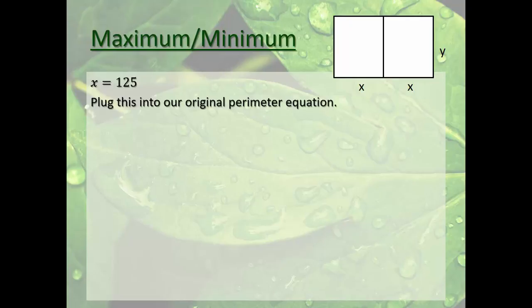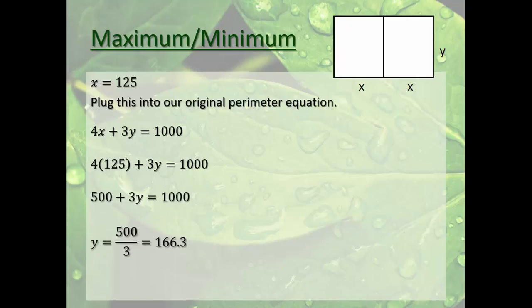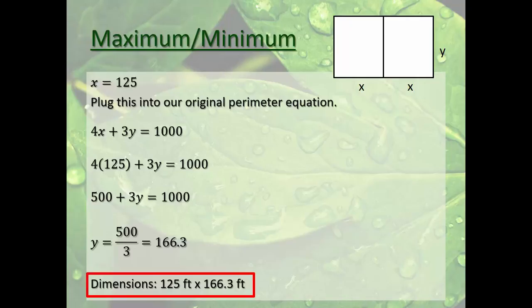Our original perimeter equation was 4x plus 3y equals 1,000. That's the easiest one to plug this back into. Plug it in, and we end up with 500 over 3 for our y value, which is 166 1/3. So the dimensions that are going to result in our maximum area for those wonderful dogs that we're keeping penned up is going to be 125 by 166.3. And when I say 125, I'm saying that's the dimension of one of those pens.